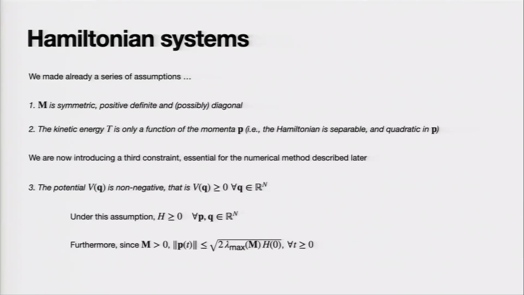So this is a very important property, because when the potential is non-negative, because the kinetic energy is also clearly non-negative, then you can bound, for example, the norm of the momenta using the value of the Hamiltonian, which is conserved, times the largest eigenvalue of the mass matrix M. Okay, so you can use these numbers in order to bound the value of the norm of the momenta over time.